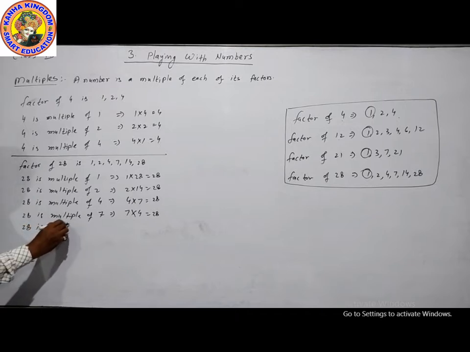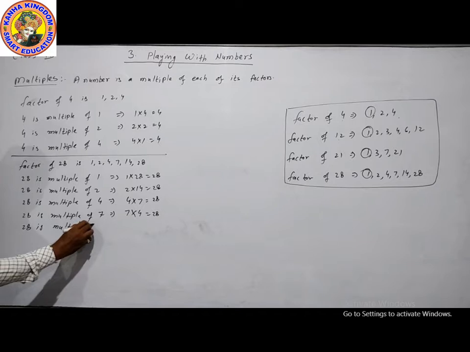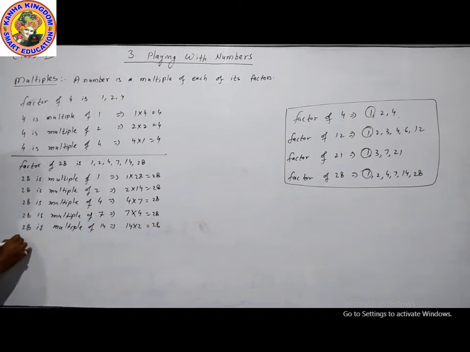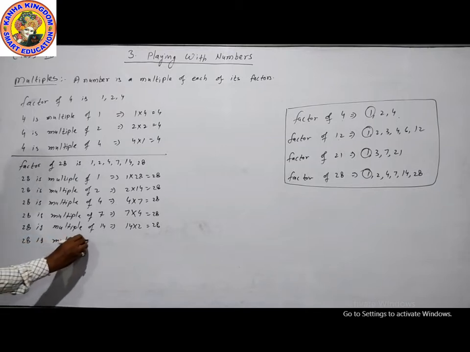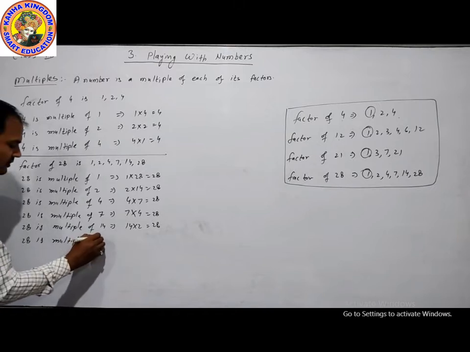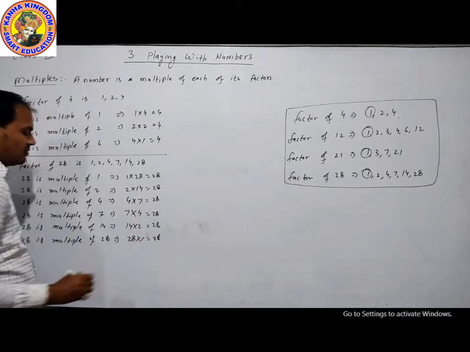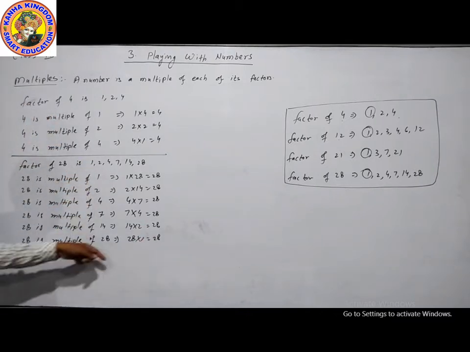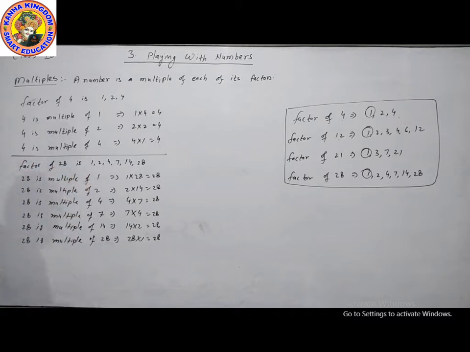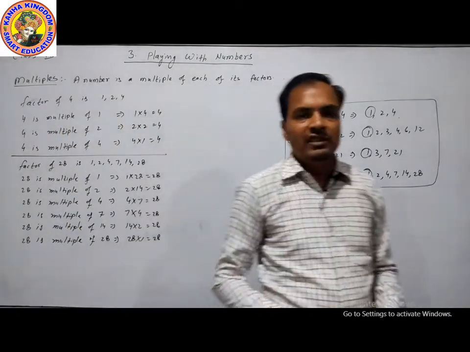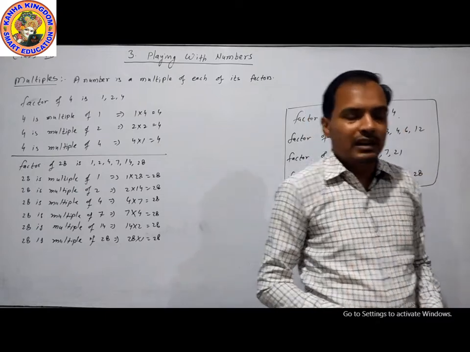28 is a multiple of 14 because 14 into 2 is equal to 28. 28 is a multiple of 28 because 28 into 1 is equal to 28. So these factors are multiples of the given number. You can take a screenshot of this. We will move to properties on multiples.